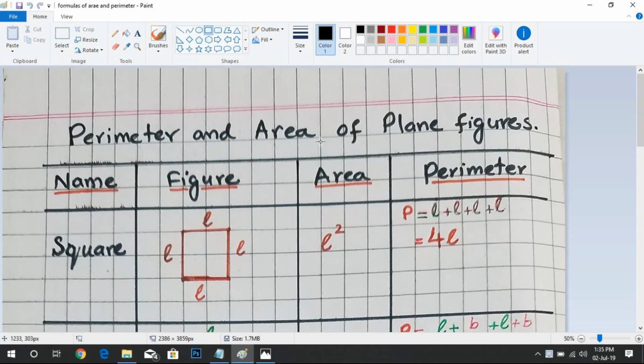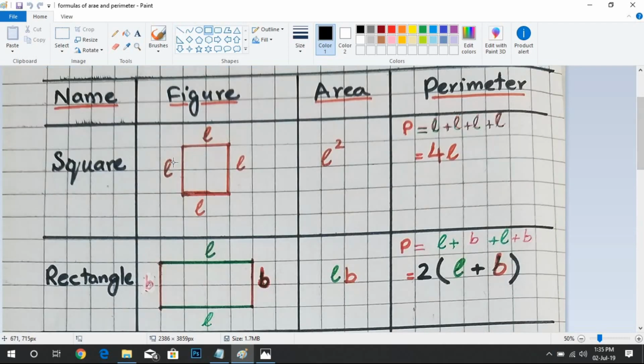Perimeter and area of plane figures. This is a square of length L. Each length of a square is the same. Therefore, the area of a square is equal to length squared, L square. Means L into L is equal to L square. This is the formula for the area of a square.